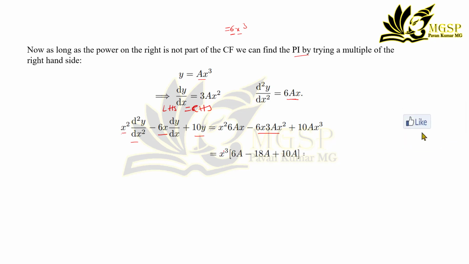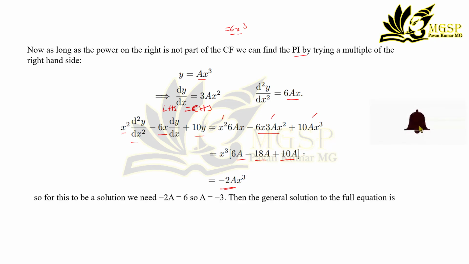Similarly, take x cube common out here, here there is an x cube, here there is x cube, then you end up with 6a minus 18a plus 10a. So solving this, 6 plus 10 minus 18 gives you minus 2, because here there is a minus, 18 is greater than 16. So for this solution we need minus 2a is equal to 6.